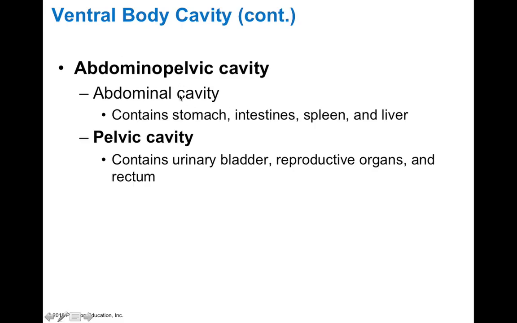Your abdominal cavity contains digestive organs like your stomach, your intestines, your spleen, your liver, even your kidneys and pancreas. Those are all located within the abdominal cavity. Now, the pelvic cavity contains your urinary bladder, internal reproductive organs, and the rectum. And these two are separated by some serous membrane, which I'll explain here in a little bit.